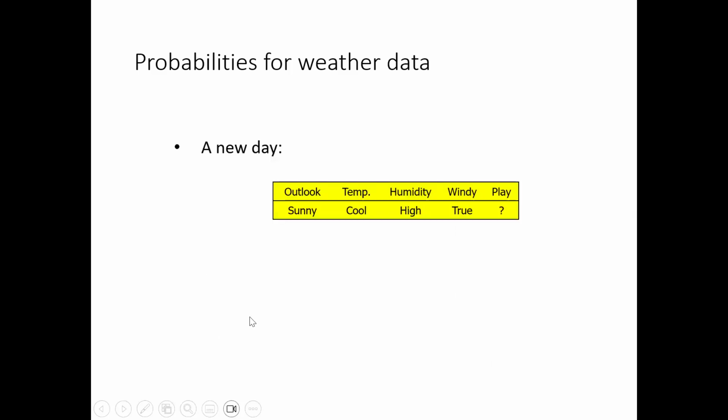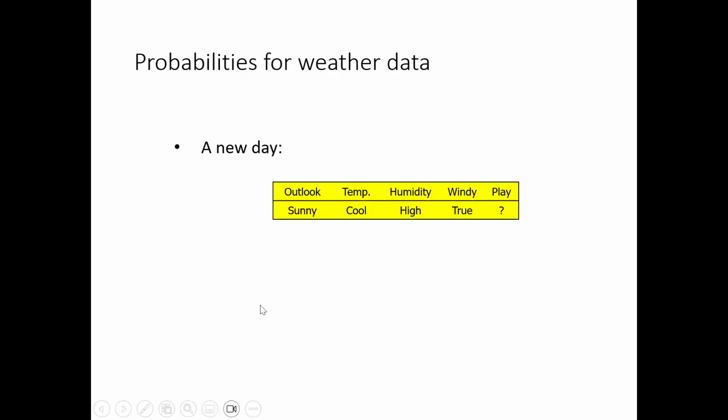Now let's see how you find the outcome, or the prediction, for a new data point. Let's say we have a new day where outlook is sunny, temperature is cool, humidity is high, and windy is true. We want to find out what the play attribute is. We have to decide whether it's yes or no.